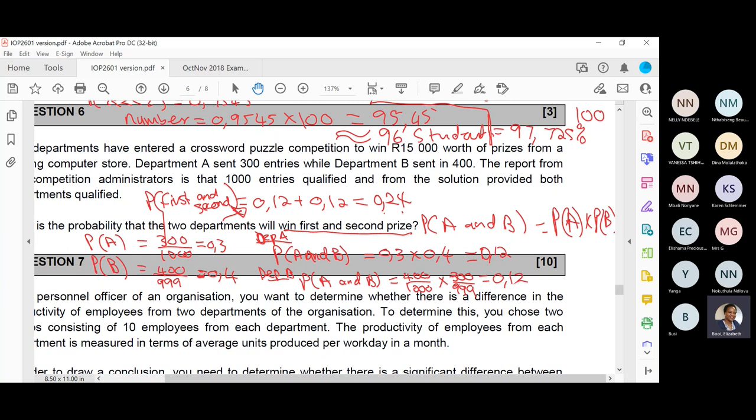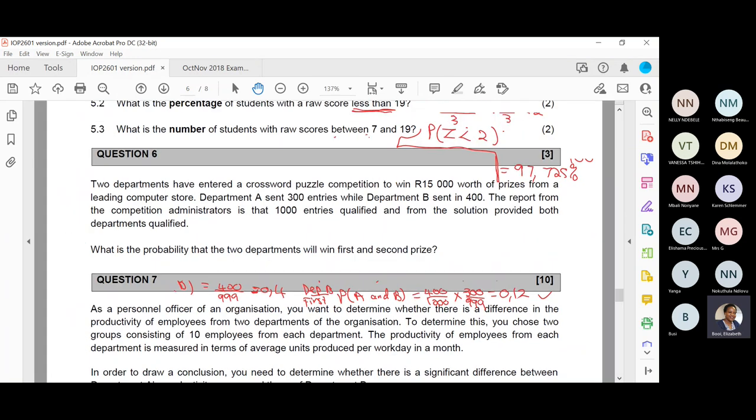And this is for 3 marks. So probably this is 1 mark for doing Department A first, 1 mark for doing Department B first, and 1 mark for getting the probability of first and second. But there's a lot of working for so few marks. Yes, I agree. It's just 1 mark, 1 mark, 1 mark for showing that calculation. So you just need to say Department A first and Department B first. Just show that. And that is question 6. Now let's move on to question 7.